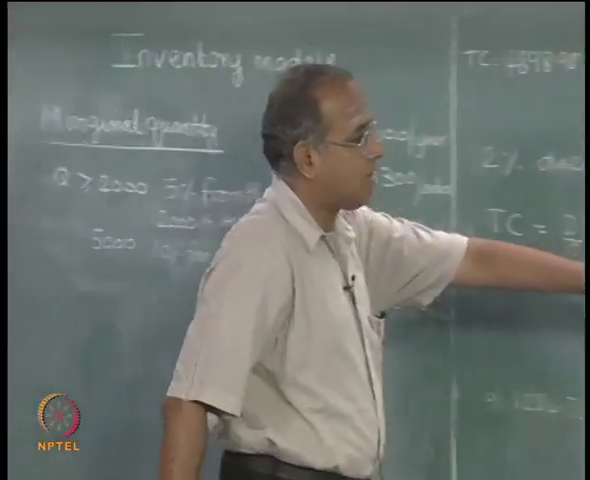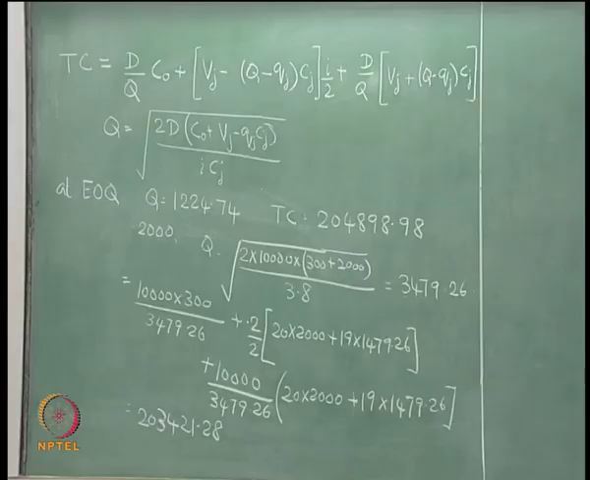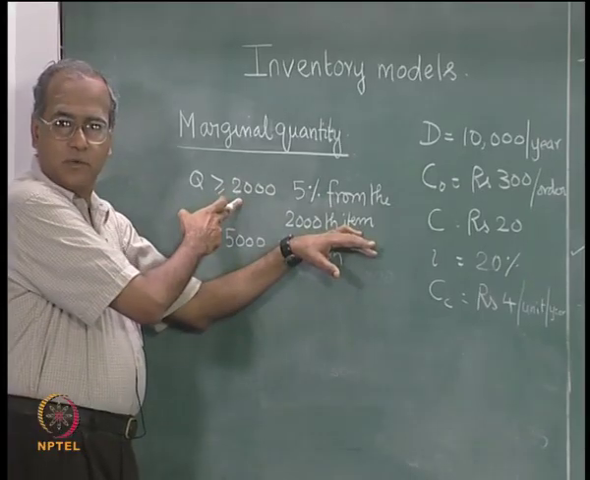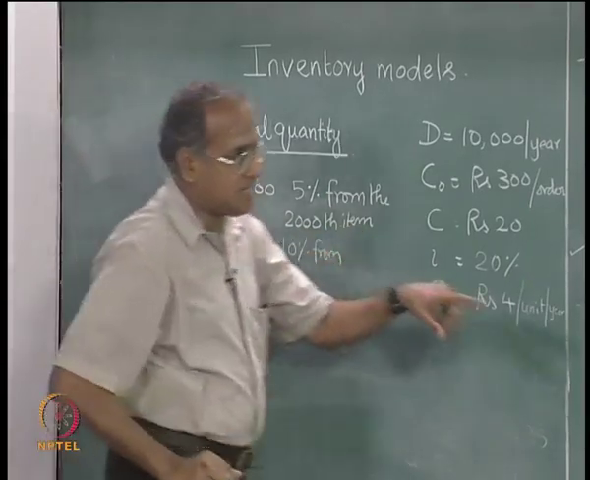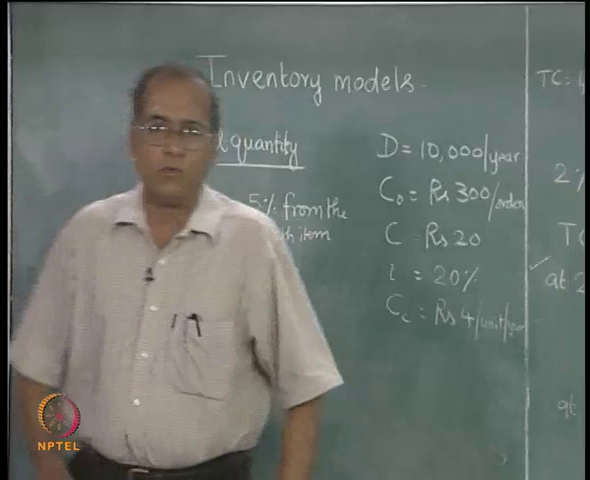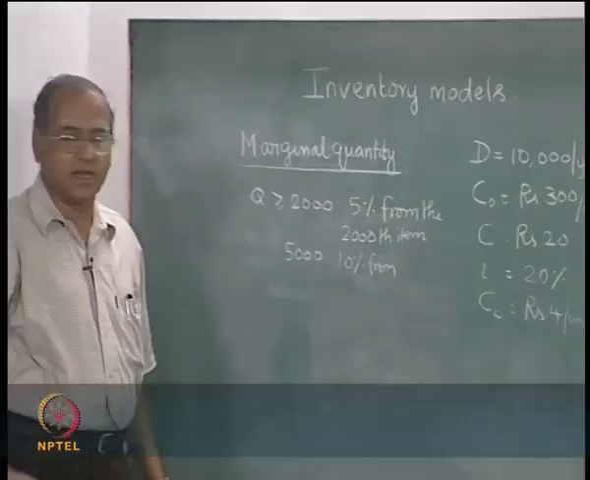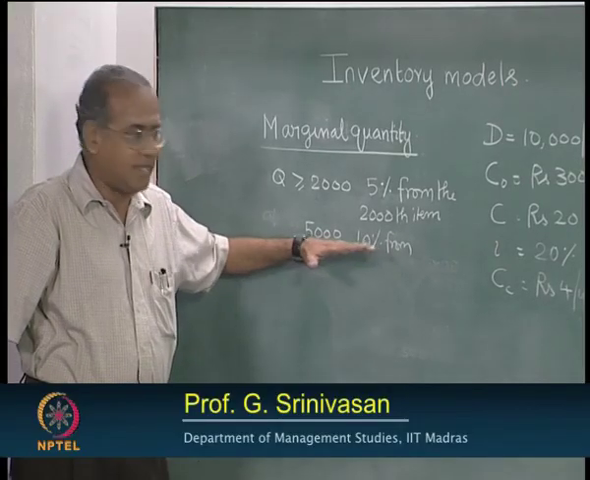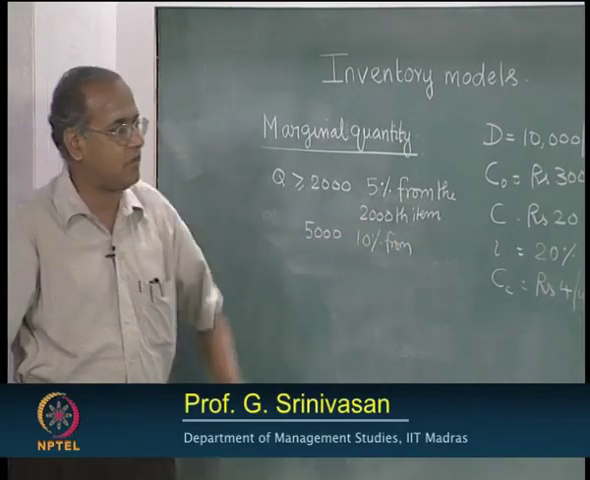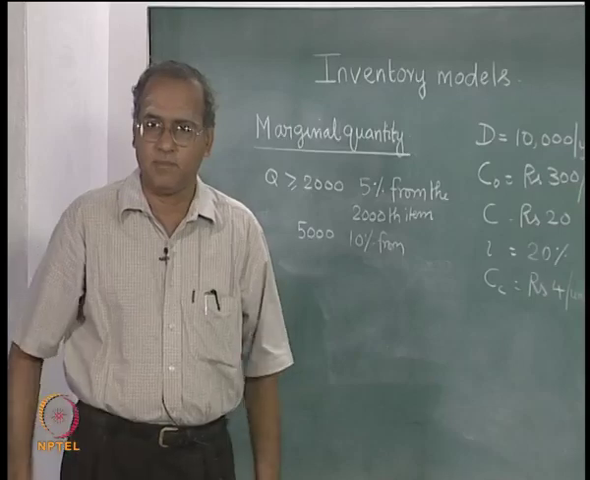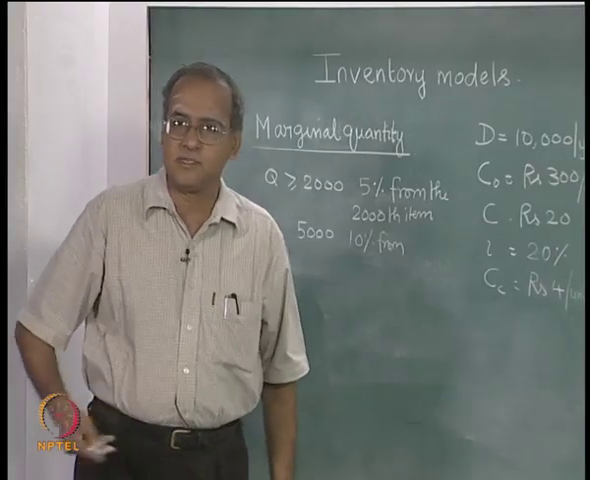So, this is the total cost that we will incur if we want to avail this portion of 5% for a quantity above 2000. Now, this is actually cheaper than 204898.98. Now, we have to evaluate what is the best deal we get if we try and utilize this, and then compare that with 203421.28 and choose the one which is cheaper. We will show those computations in the next lecture.